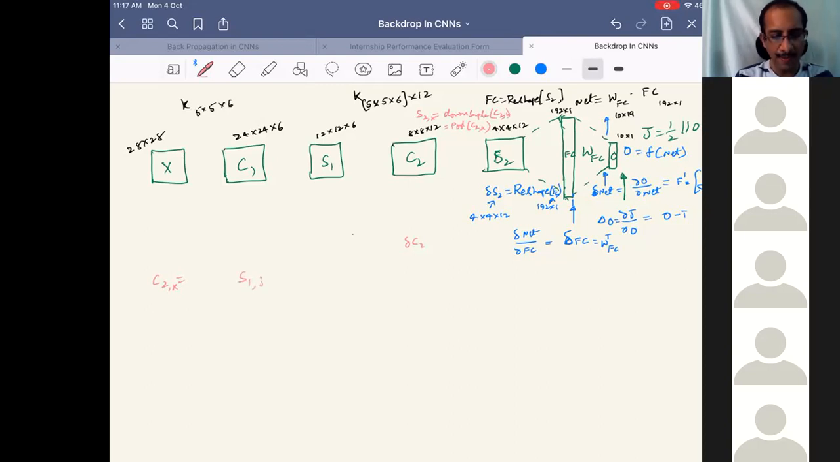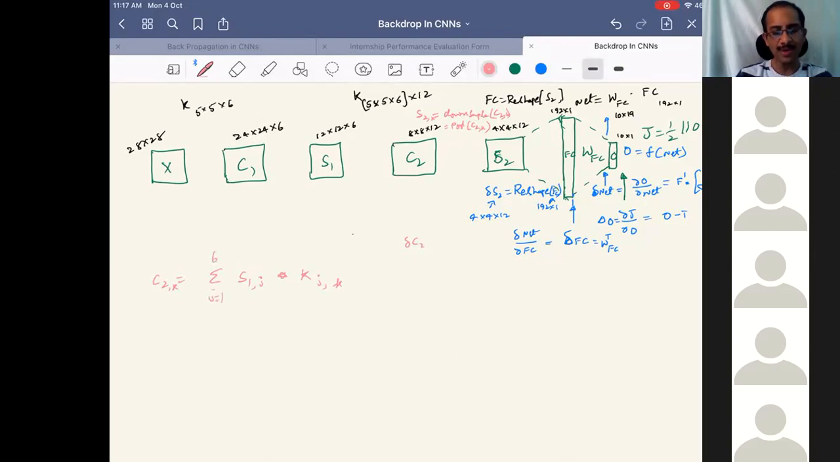S1 jth map convolved with what? Kernel, assuming it's 5 cross 5. Okay, j comma k. This is small k and this is capital K. Hope you distinguish them. And this is summation over what? j equal to 1 to 6.